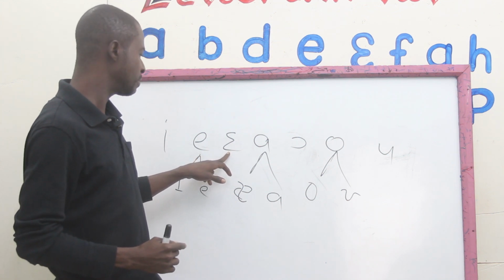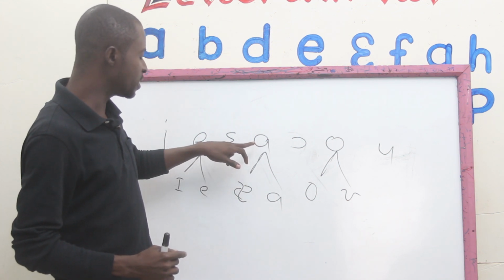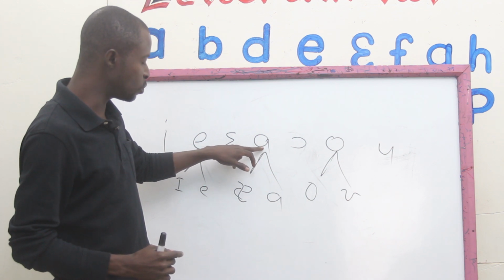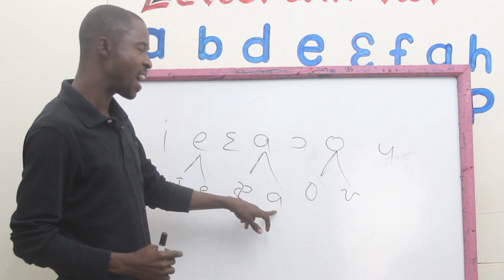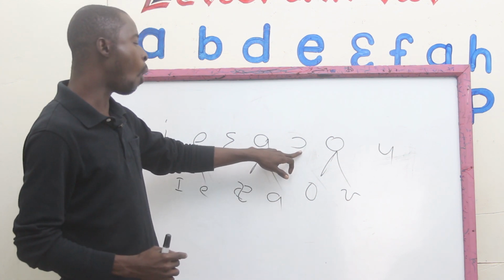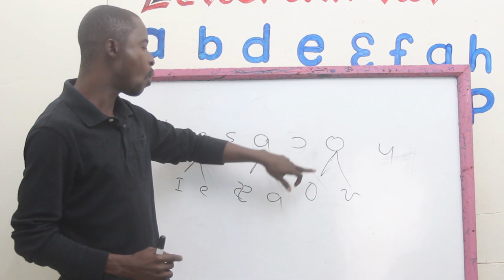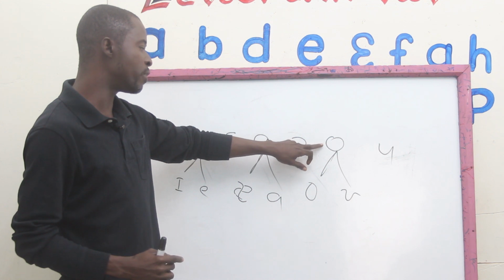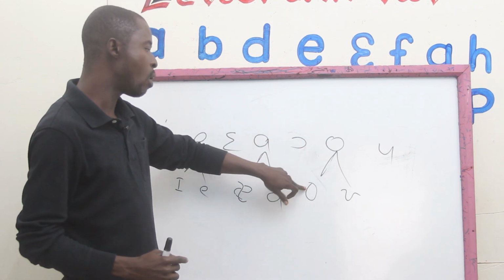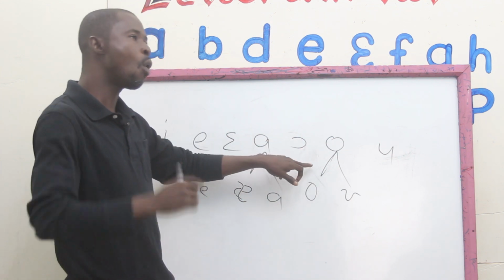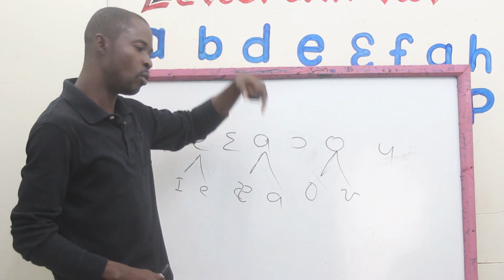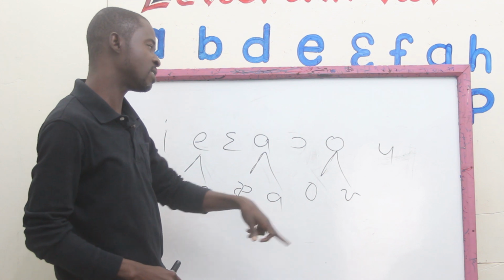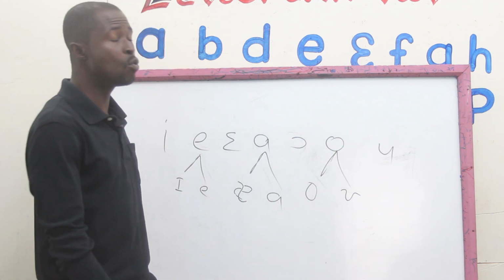This is E, and this sound also has 2 variants. We have E and A. We have O. This one also has 2 variants, O and O. O is more advanced and O is unadvanced. Then finally we have U.